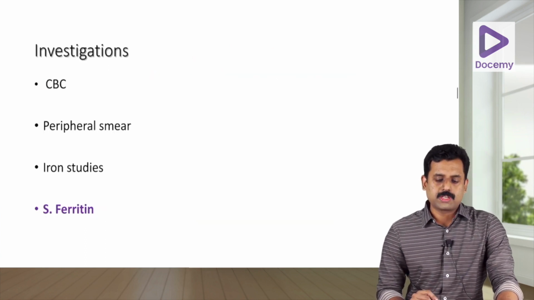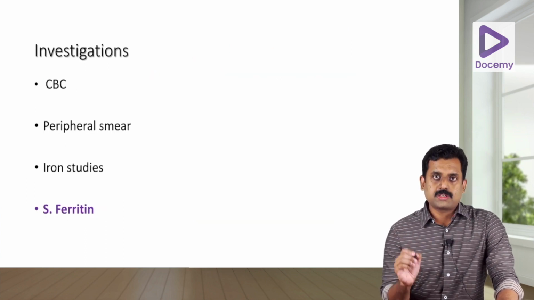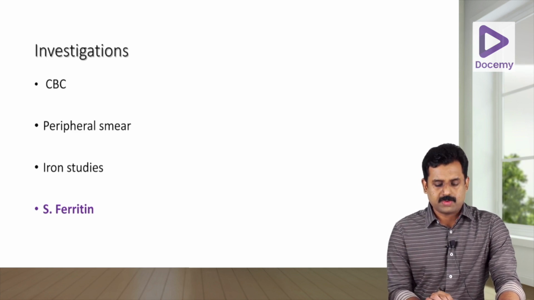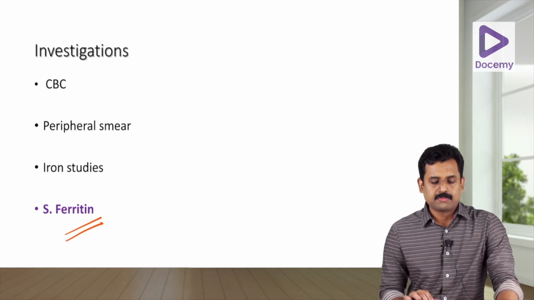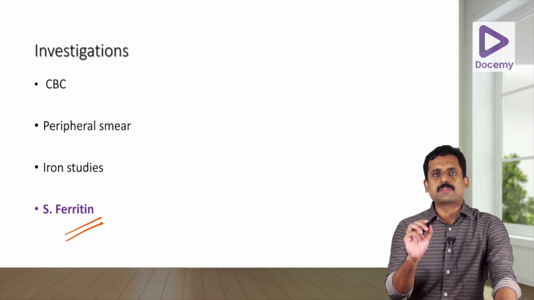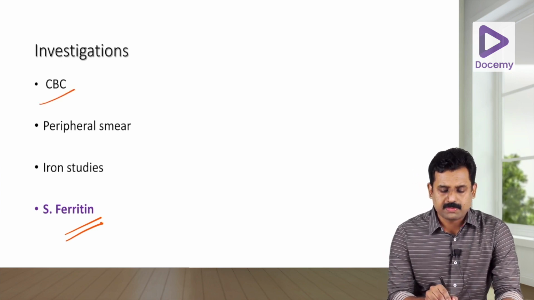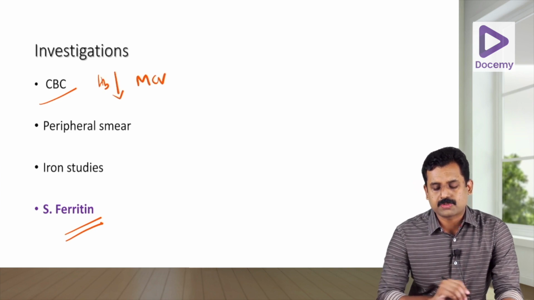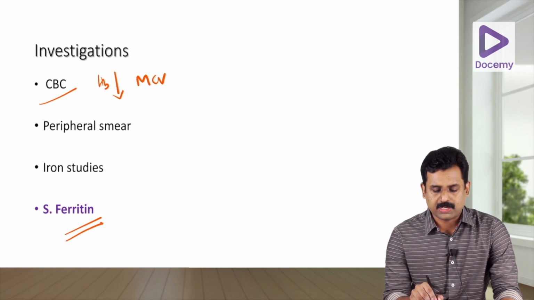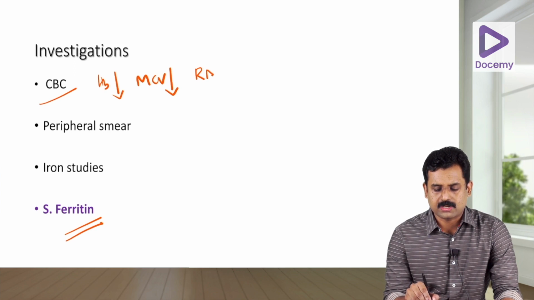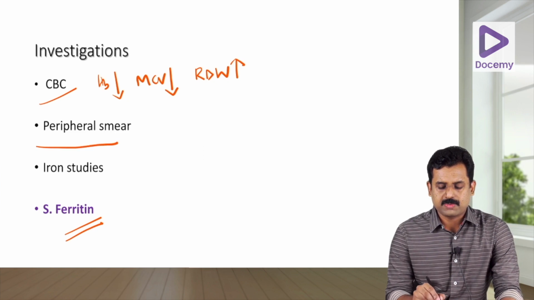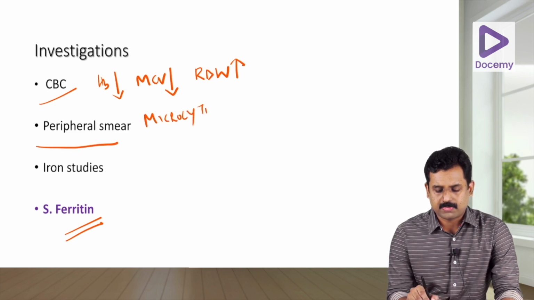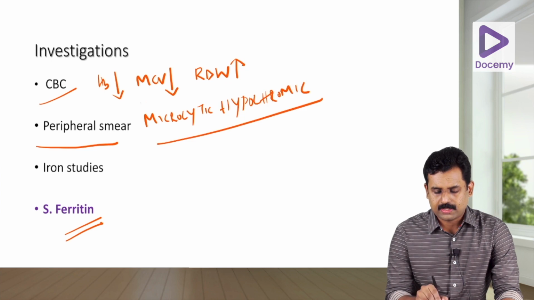Now, how will you investigate iron deficiency anemia? The best screening test for iron deficiency anemia is serum ferritin. No doubt about that. But for your exam purpose, always start with complete blood count. If you do a complete blood count, your hemoglobin will be decreased. What happens to your mean corpuscular volume? It is microcytic hypochromic anemia, so MCV will be decreased. The only thing that is increased will be red cell distribution width. Okay, RDW will be increased. If you do a peripheral smear, you will get microcytic hypochromic anemia. That is the classical thing.